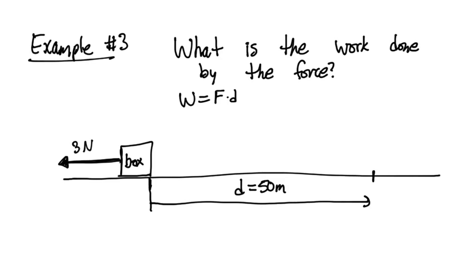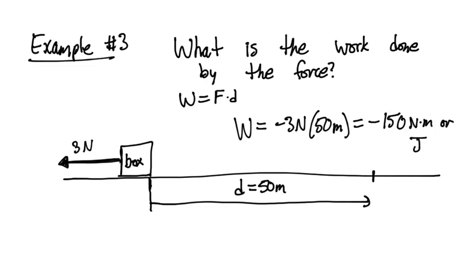Let's look at another example. Let's say that a force is pulling on the box in the opposite direction that the box moves. And this is possible. This will result in a negative work because the vectors are pointing in opposite directions. You can see the force vector is pointing to the left and the displacement vector is pointing to the right.